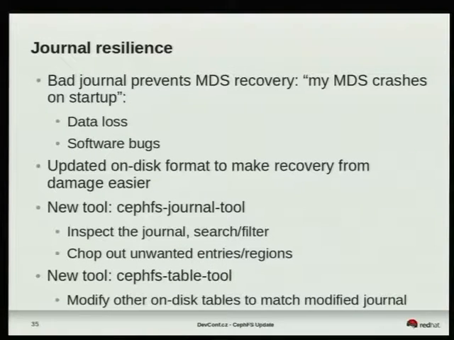So we recently changed the format of the metadata journal to add some special bytes that will allow us to find the events if something gets corrupted, so that we don't have to follow the journal all the way through. If you lose something halfway through, we can go find the magic bytes and use that to recover something. There are some tools that go with that.